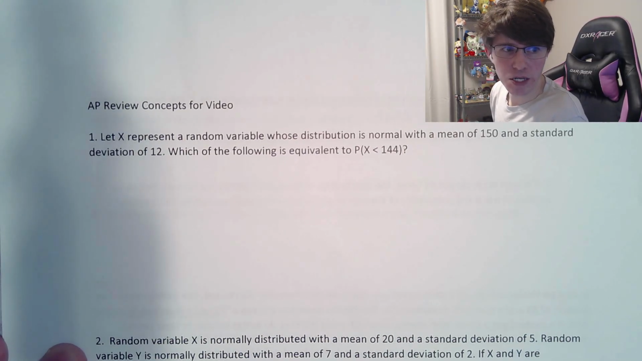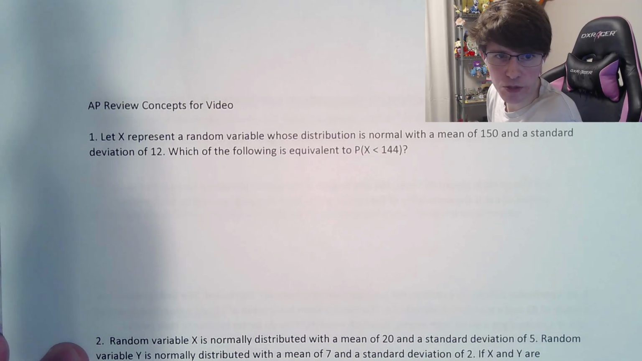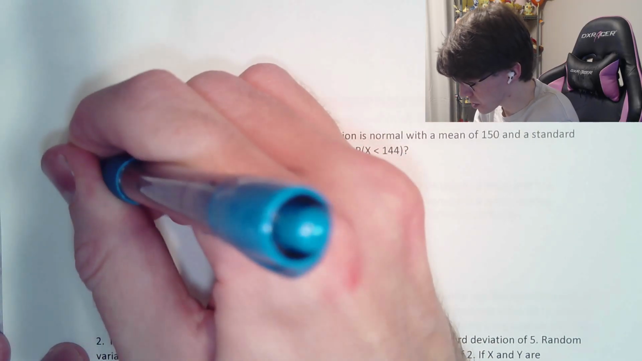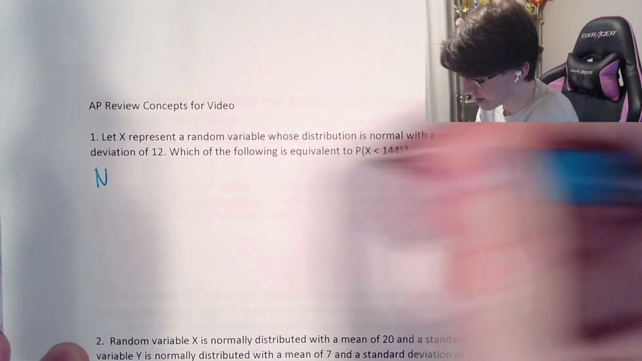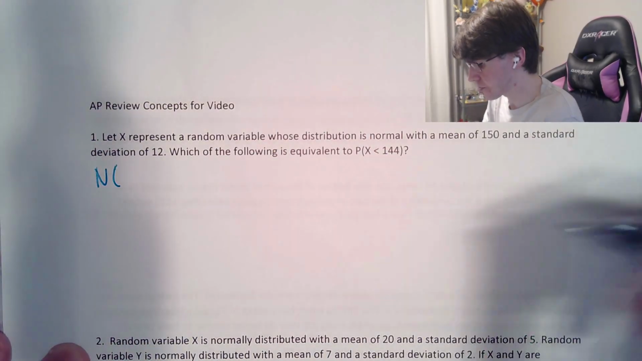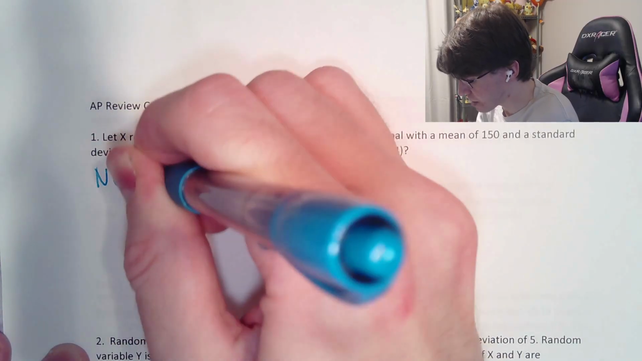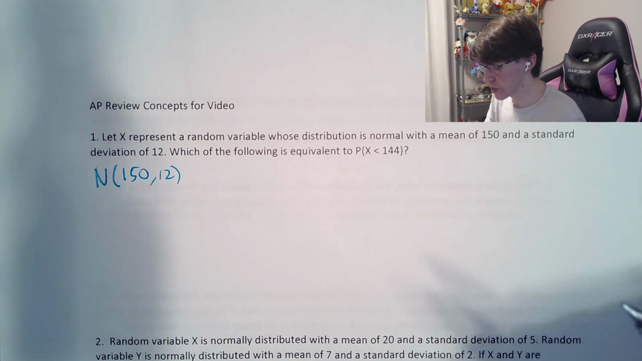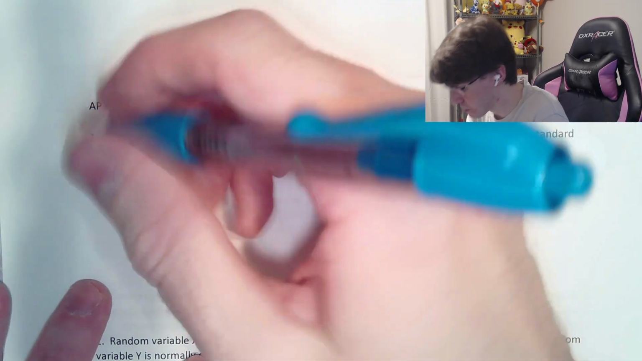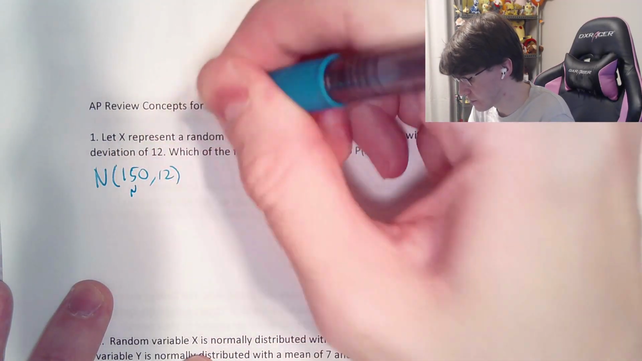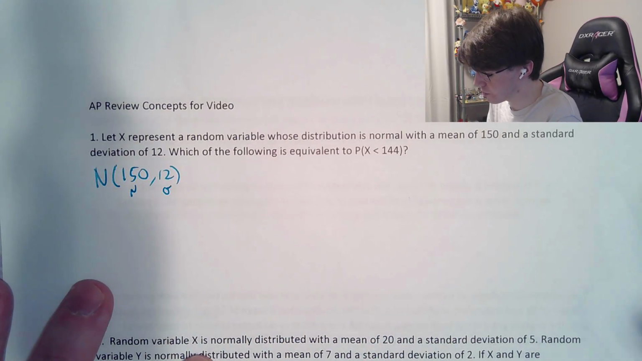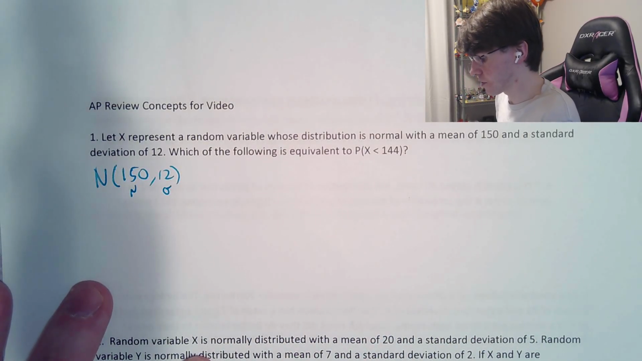So let's do it. It says, let X represent a random variable whose distribution is normal with a mean of 150 and a standard deviation of 12. Just as a reminder, if you see this on the AP test, it will look like N, parentheses, 150 comma 12, and that means a normal distribution with a mu of 150 and a standard deviation of 12. And the question is, which of the following is equivalent to the probability of X being less than 144.